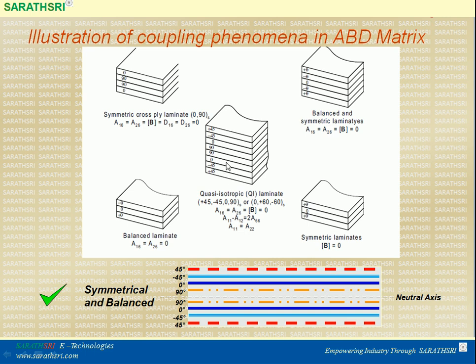In a quasi-isotropic laminate, we can put an equal number of plies of 0, 90, 45. So this will form a quasi-isotropic laminate. Based on this, it behaves like an isotropic material, which means it has uniform properties in almost every direction.